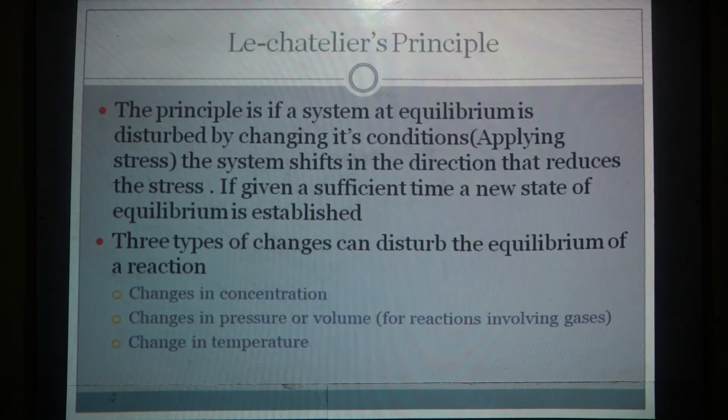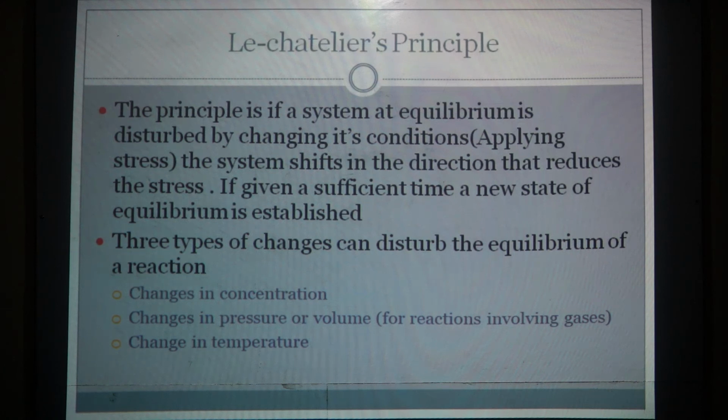Le Chatelier's principle. The principle is, if a system at equilibrium is disturbed by changing its conditions, applying stress, the system shifts in the direction that reduces the stress. If given sufficient time, a new state of equilibrium is established.